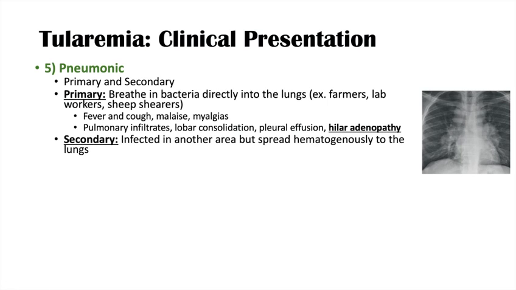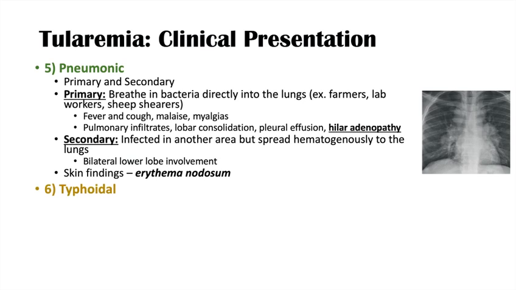And the other presentation is secondary pneumonic tularemia. This usually occurs from another site being infected with the Francisella tularensis bacteria. The bacteria can travel through the blood, so hematogenously, and it can go into the lungs, causing a secondary pneumonic tularemia. Usually, it's bilateral lower lobe involvement with this type of presentation. And with both of these, with pneumonic tularemia in general, the skin finding of erythema nodosum is more common.